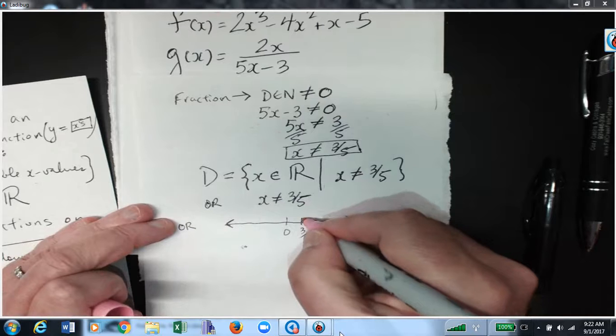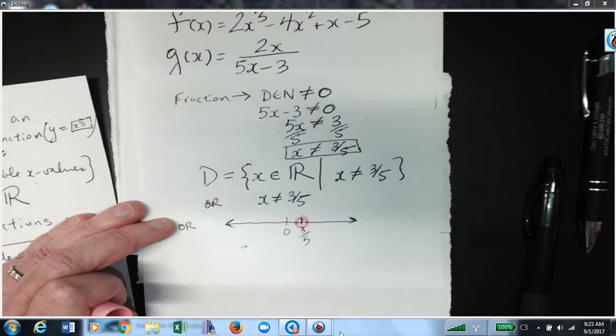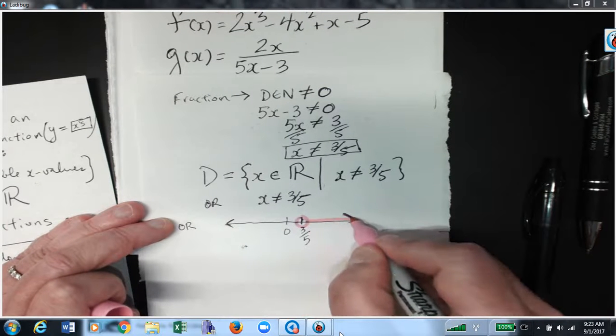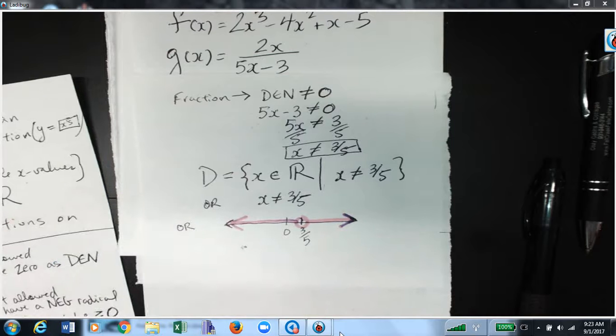then I would exclude 3/5. So I draw a circle and leave it hollow to show I'm not including 3/5. But I want everything else. And so everything that's showing in the pink there is what x is allowed to be. Everything that's showing in the pink there is the domain. And that is a correct visual, pictorial representation using a number line of the domain. You won't see it that often.